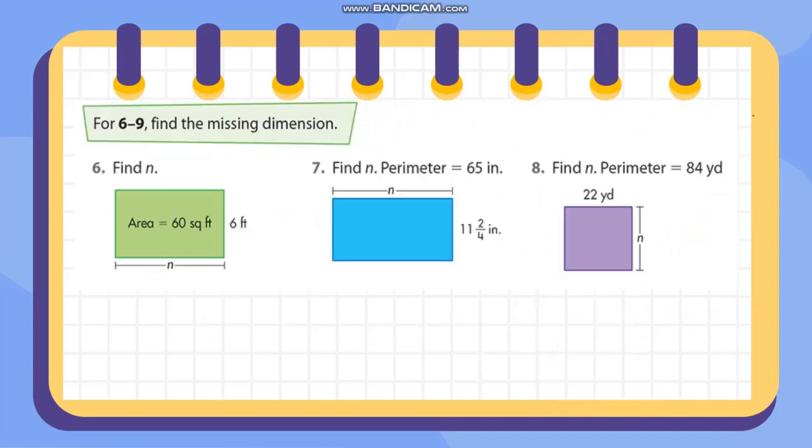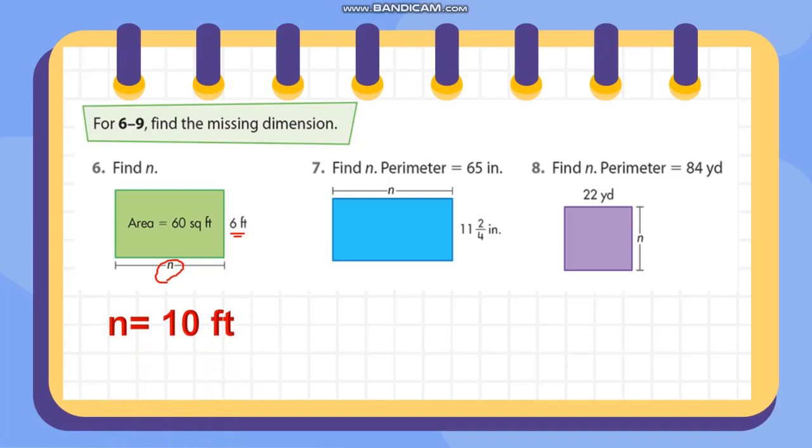Next, find the missing dimension. So find n. As you can see here, n is unknown. Area is given as 60 square feet. So what number to be multiplied by 6 to find the area? What number to be multiplied by 6 to make it 60? So the answer is equivalent to 10 feet.